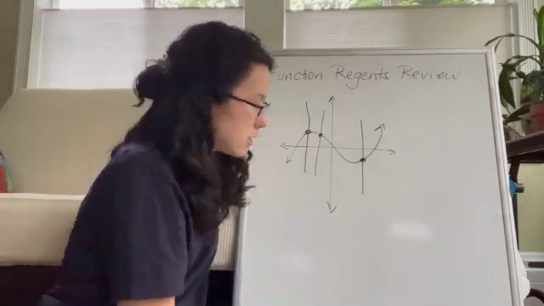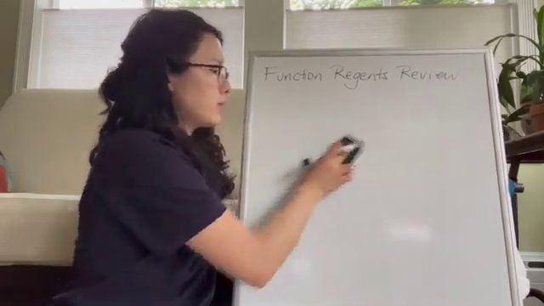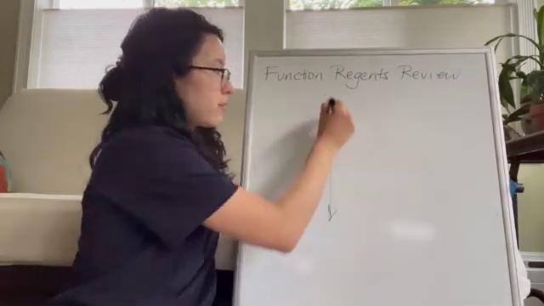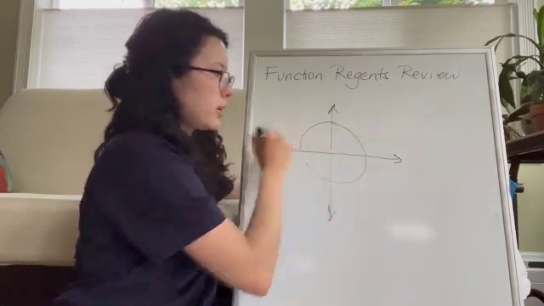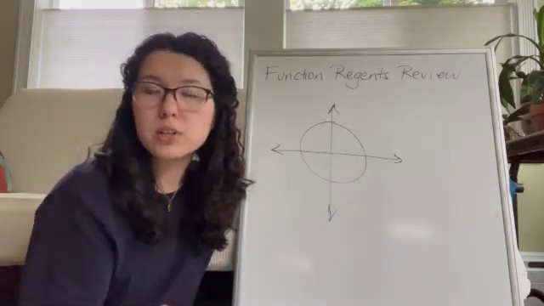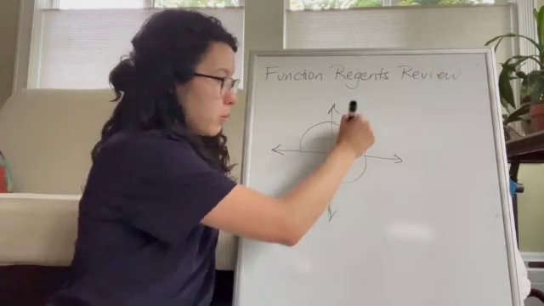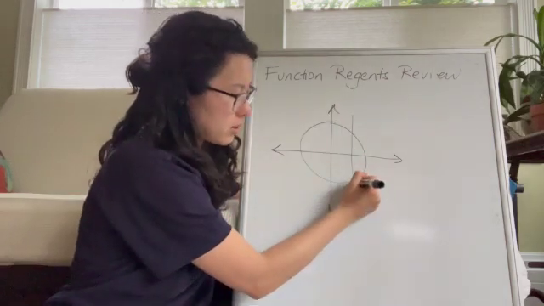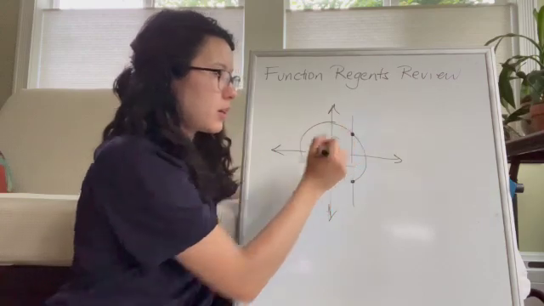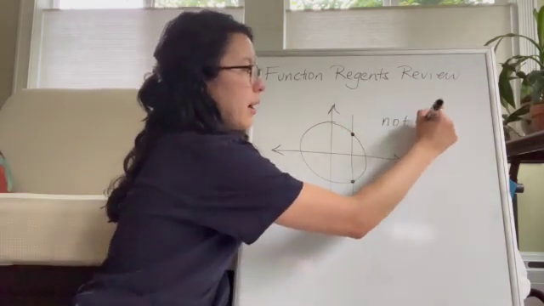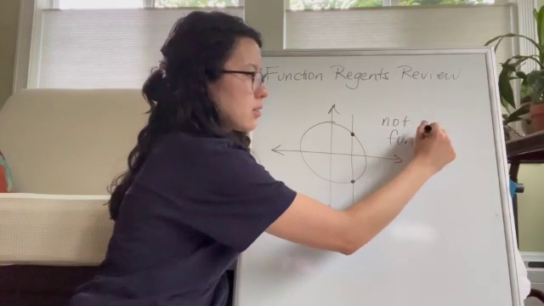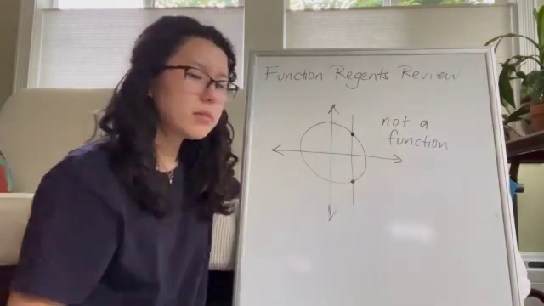On the other hand, consider if we had a circle graphed. So we have our coordinate plane again, and we have a circle, right? If I were to draw a vertical line through the circle, I would actually pass through the circle twice, once over here and once over there. So this is not a function because it does not pass the vertical line test. Okay.